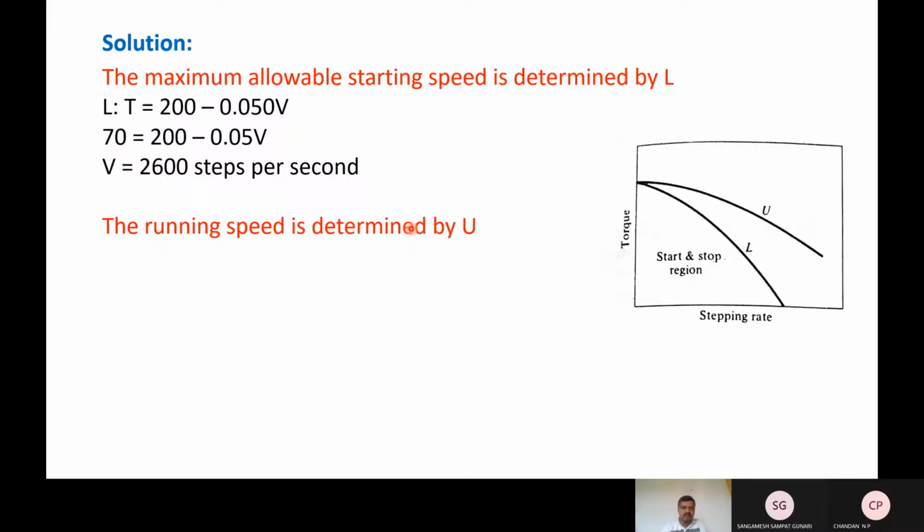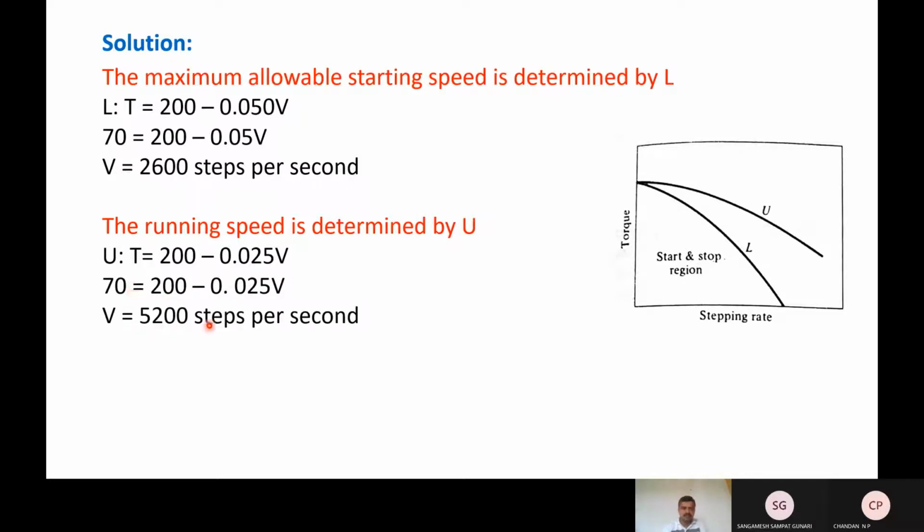Next, the running speed is determined by upper curve U, that is given by this equation. You can now substitute T in this equation. Next, V is the only unknown. So V is 5200 steps per second. That means this is the maximum speed at which you can run this motor. Next, during the starting period, the frequency is 2600 pulses per second. That means while starting the motor, you are giving the input 2600 steps per second.